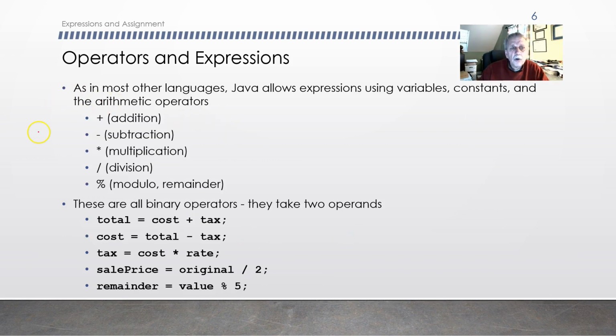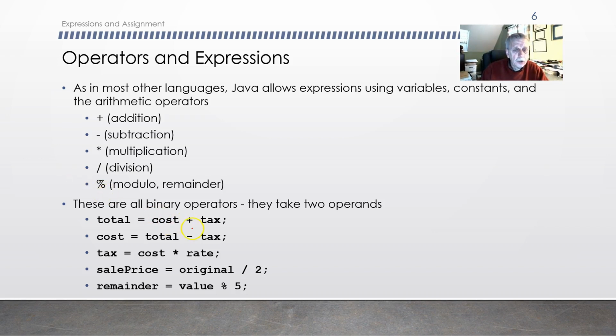Let's get on to the operators and expressions. Java allows us to use variables, constants, and arithmetic operators. And the arithmetic operators are plus for addition, minus for subtraction, asterisk for multiplication, slash for division, and then the percent sign for integer division where we're looking to produce a remainder.